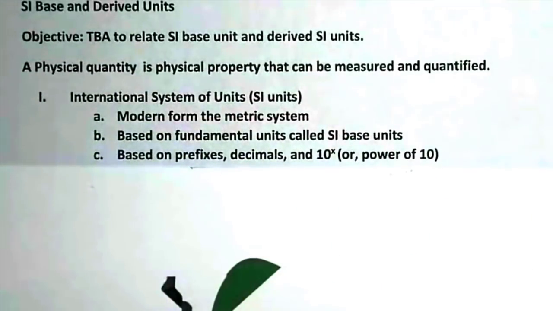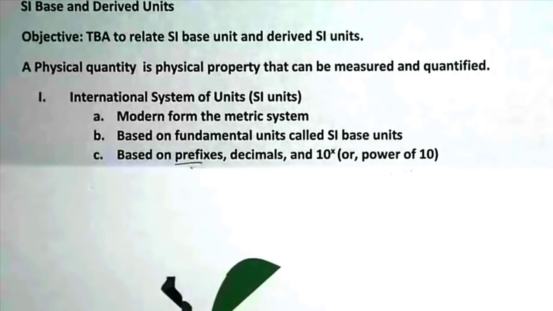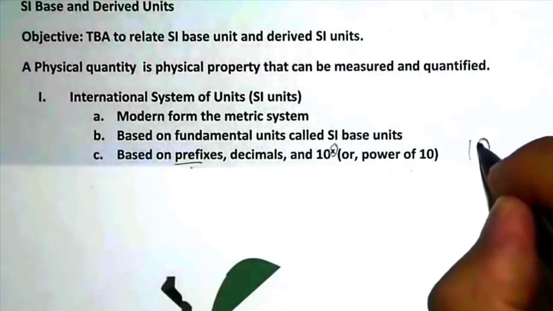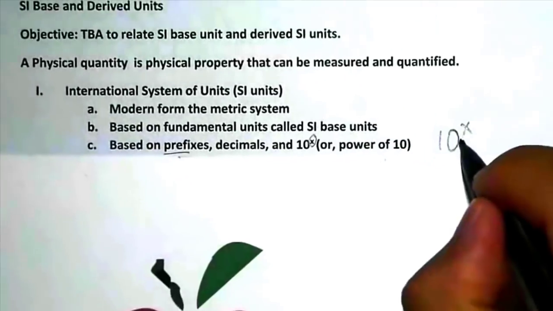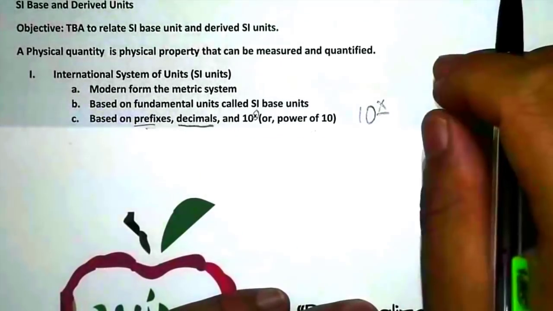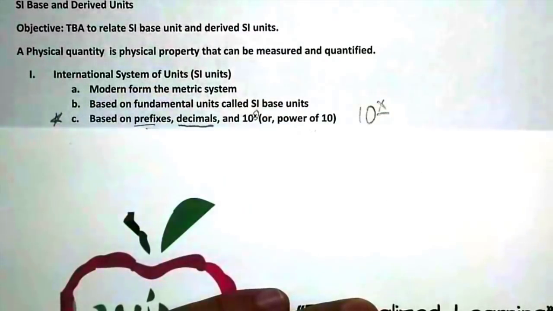However, one of the most amazing things about the SI system is that it is based on prefixes that represent a specific 10 to the power of something. So different prefixes represent different 10 to the power of x, and this can be defined by the decimal place in a number. So this is the most amazing thing about the SI system.